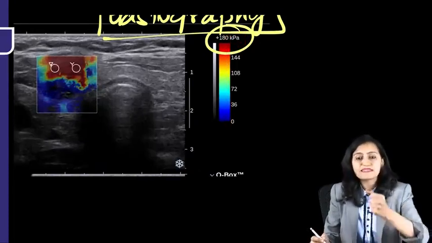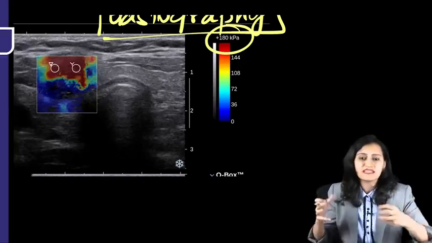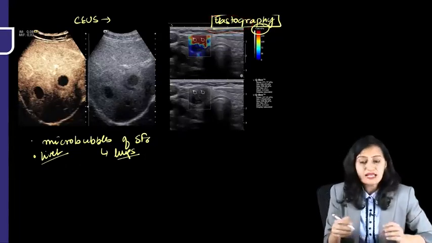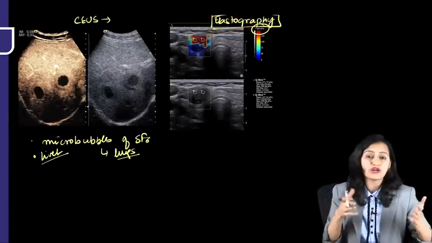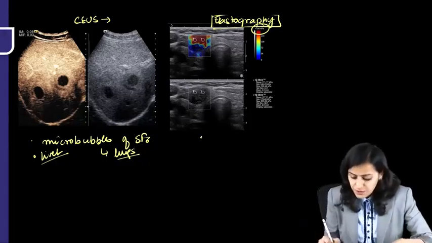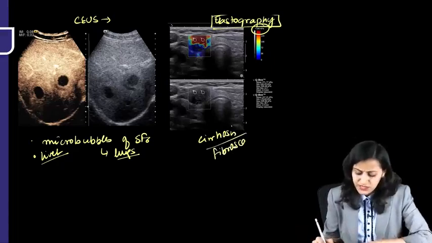So basically we are giving pressure with the probe and we are checking for the strain of the lesion, the elasticity of the lesion. So elastography helps us in evaluating how soft or how hard a lesion is. The same thing can be applied to the liver also. It can help us to evaluate the cirrhotic changes in a fatty liver, right? That is where we do this FibroScan.